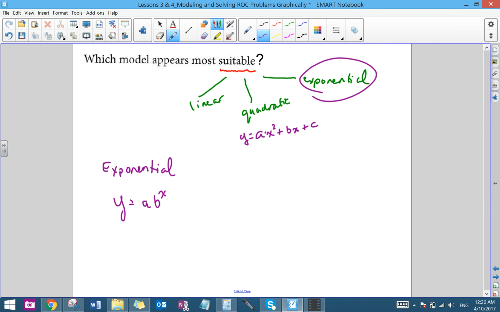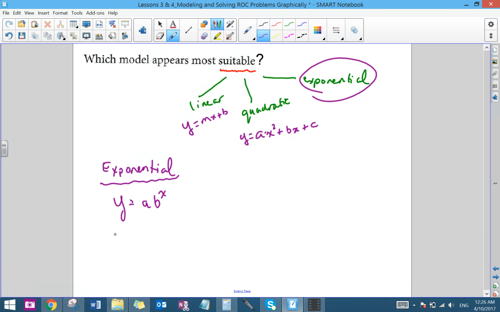Okay, now the a and the b have different roles in that equation than they do in the exponential. And then linear, y equals mx plus b. Again, the b in that equation is different than what you would see in either quadratic or exponential. Okay, so let's deal with the exponential equation. Let's figure this thing out.